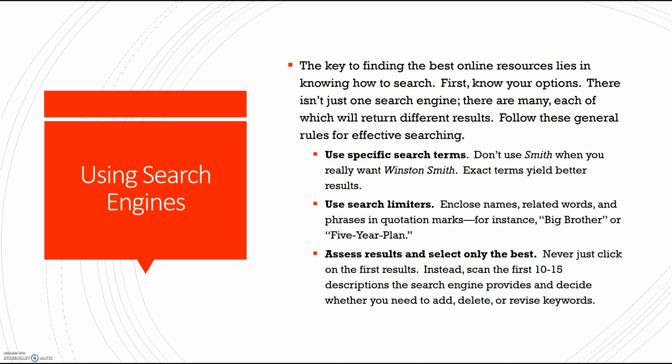All right, so using search engines. The key to finding the best online resource lies in knowing how to search. First, know your options. There isn't just one search engine, and there are quite a few different databases, and you need to know which one to use. For this case, you are going to use Google Scholar. If you find a database specifically for science, feel free to use it, right? There's no shame in doing so.